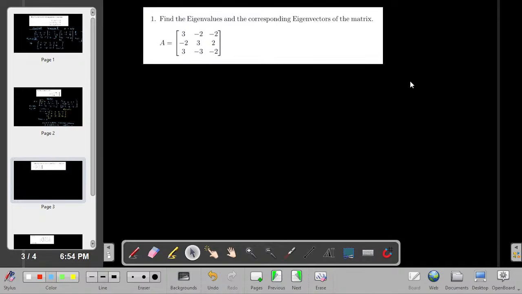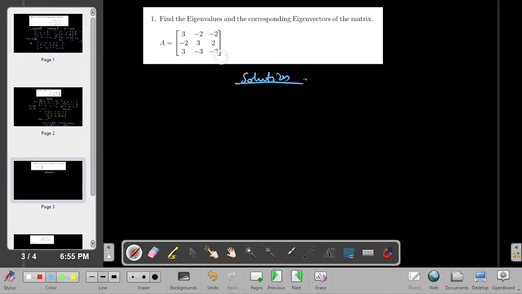Okay, so it says find the eigenvalues and their corresponding eigenvectors of this 3 by 3 matrix with entries 3, -2, -2, then -2, 3, 2, right? Then you also have 3, -3, -2. So let's solve this problem.